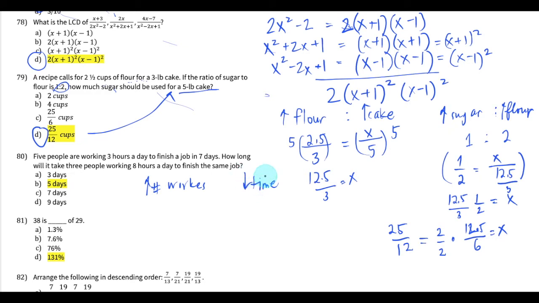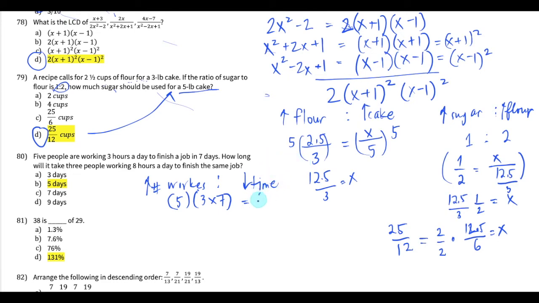Mangyayari is bababa. So, ibig sabihin, dito meron tayo indirect or inverse proportion. Kapag indirect or inverse, magmumultiply. Unlike dito. Tama ba? So, here, sa una, we have 5 people working 3 hours to finish the job in 7 days. So, ibig sabihin, ang number of working hours nila would be 3 times 7. Okay? That's equal to how long will it take 3 people working 8 hours a day to finish the job?